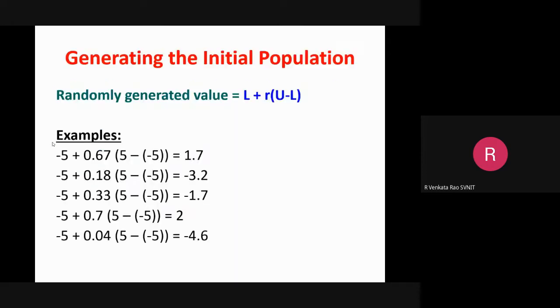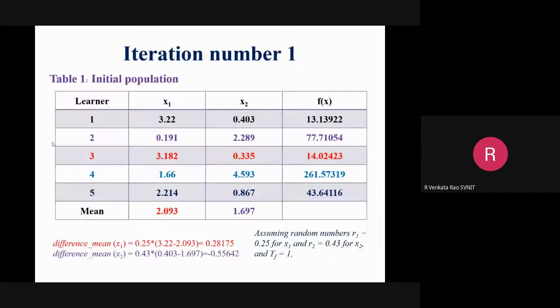And now you see how I have done it. You can see Table 1, the initial population. I have considered 5 students, so the population size is 5: 1, 2, 3, 4, 5. And here 2 variables I have considered. In this problem, anyway, 2 variables are there, x1 and x2. And you see learner 1: his x1 value is 3.22 and x2 value is 0.403.